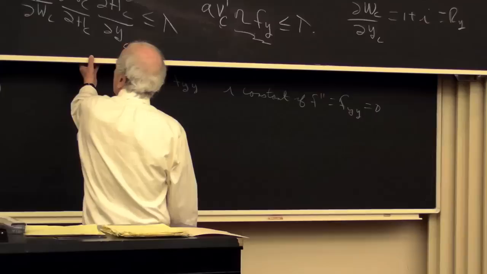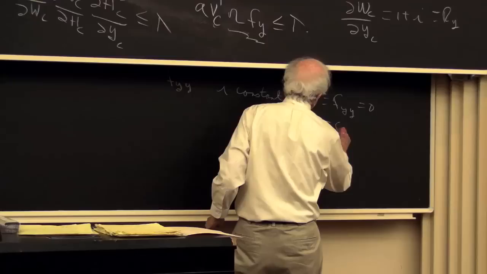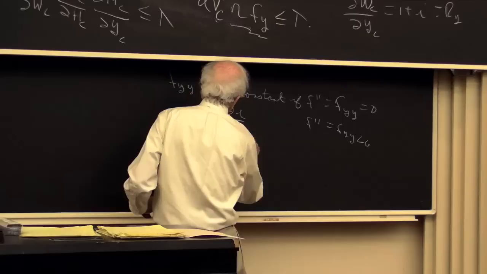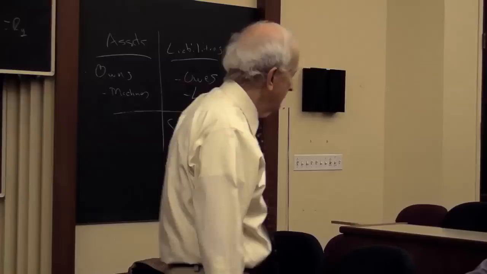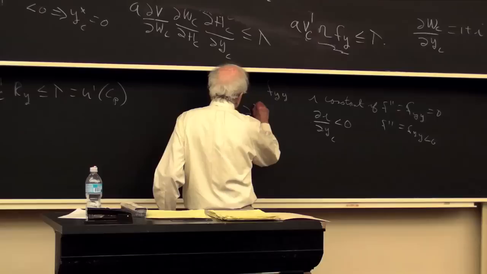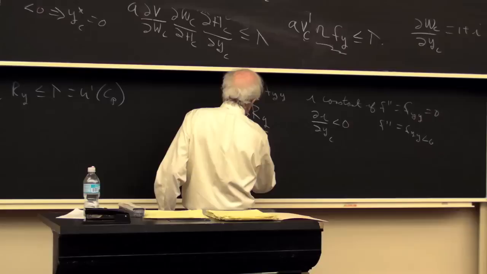If we have f double prime negative, that implies that d little i dy of c is less than zero. So as you're pumping more resources into your kids, teaching them more, you get lower rates of return. That's all we're saying. Okay. That also means, under these conditions, but more generally, you can say dR of c, dy is less than or equal to zero.